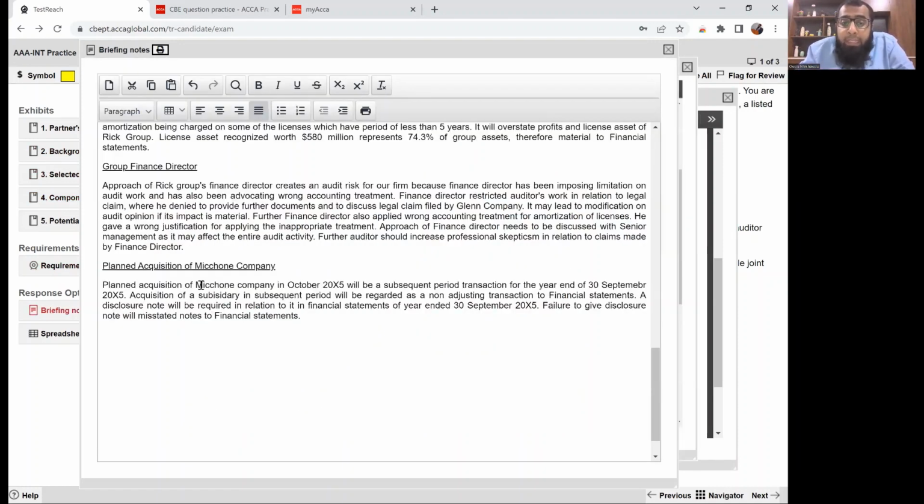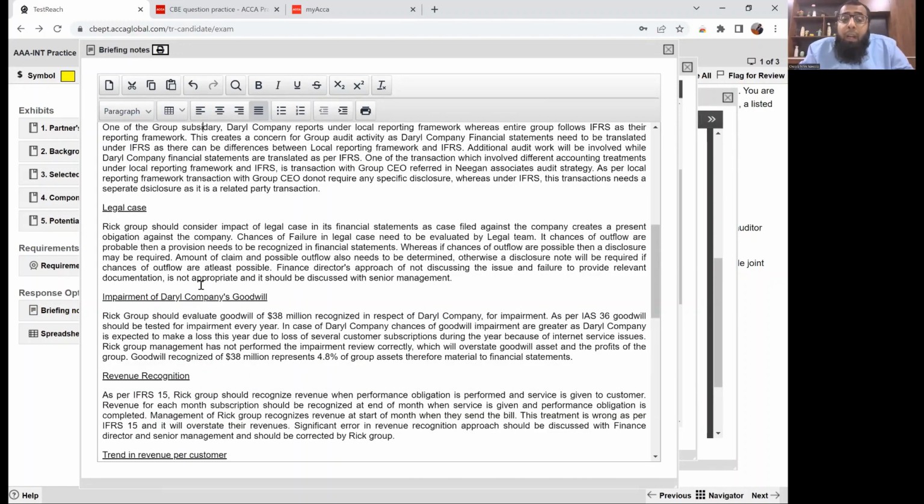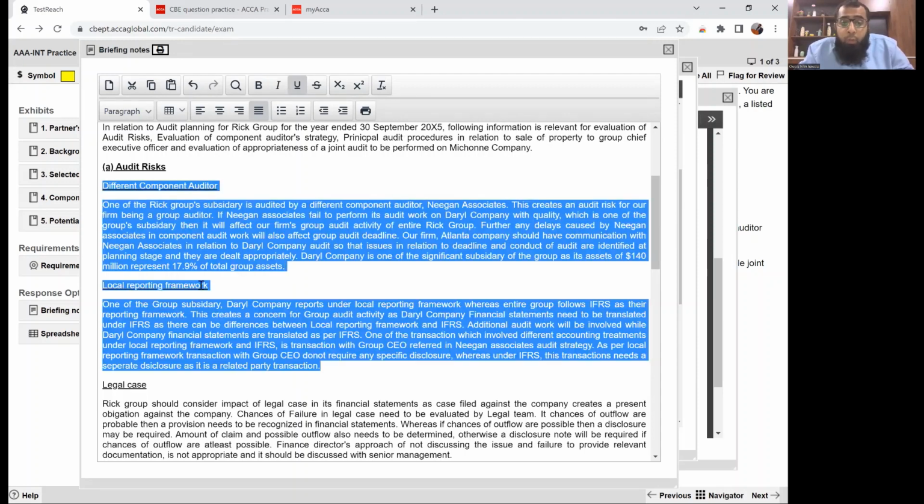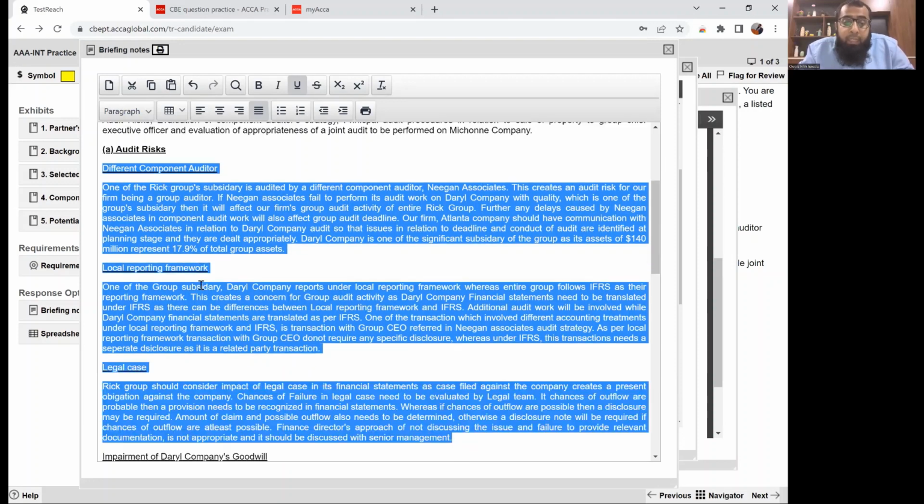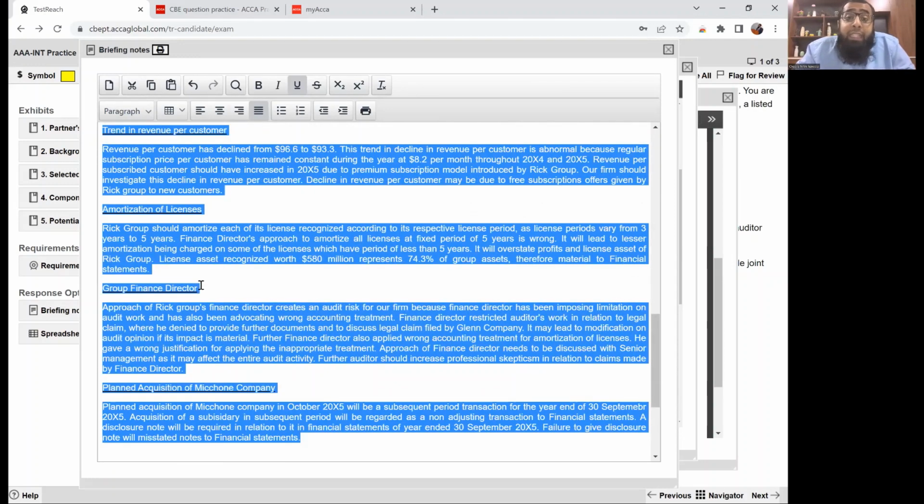If I look at my answer till now, how many risks have we written? It was a 21 marks question. Different component auditor 1, local reporting framework 2, then legal case 3, impairment 4, revenue recognition 5, 6, 7, 8, 9. We have written 9 risks. Normally the examiner thinks 1 risk for 3 marks, but if we take a minimum side, where each risk is 2 marks, then it's 18 marks.